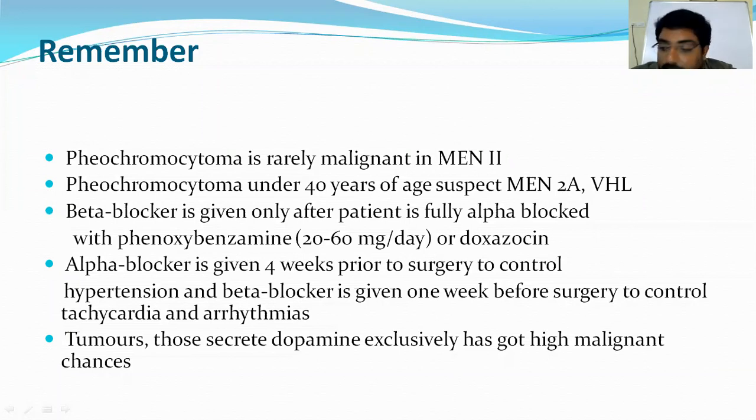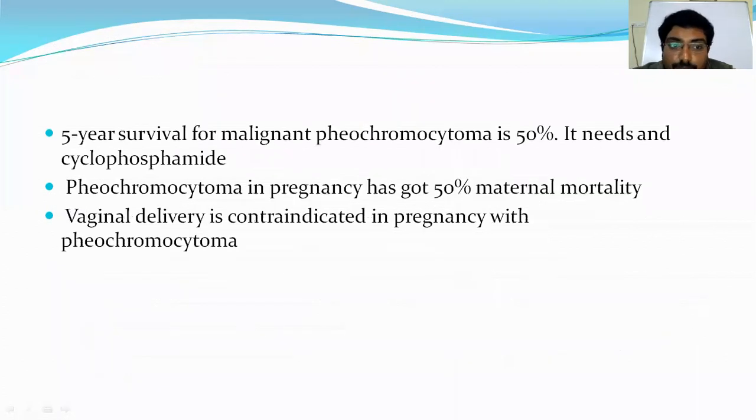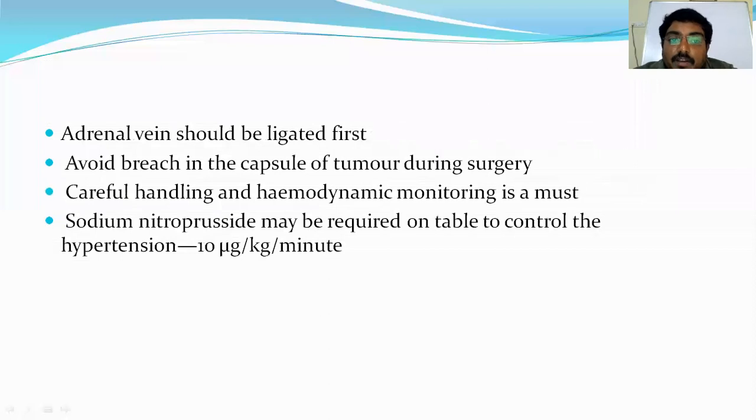A tumor that secretes dopamine exclusively has high malignant chances. The 5-year survival for malignant pheochromocytoma is 50%, and it needs cyclophosphamide. Pheochromocytoma in pregnancy has 50% maternal mortality, and vaginal delivery is contraindicated in pregnancy with pheochromocytoma. The renal vein should be ligated first. Avoid breach in the capsule of the tumor during surgery. Careful hemodynamic monitoring is a must, and sodium nitroprusside.